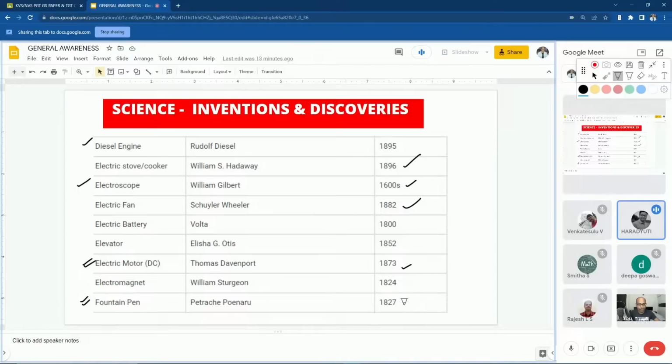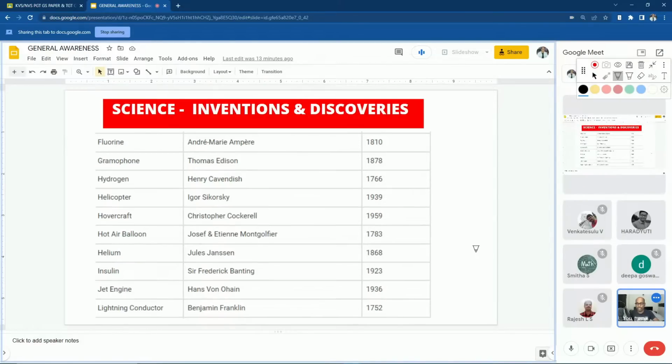Right. So diesel engine, electroscope, electric motor, DC and fountain pen. I have seen these questions in exams.